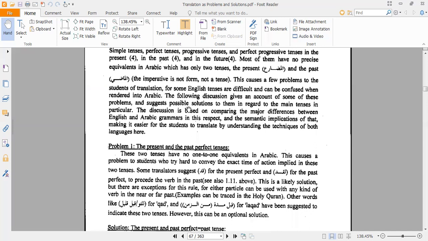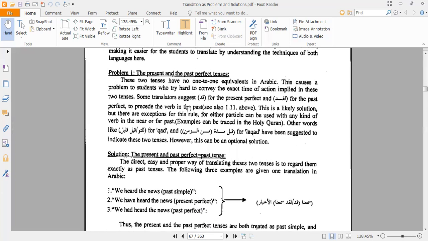This huge difference makes a problem. So many translation students and so many translators face problems whenever they translate tenses from Arabic into English, or from English into Arabic, because we have several tenses in English which are not found in Arabic. So let us deal with these tenses in translation.